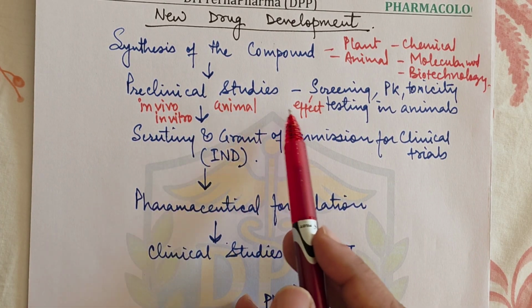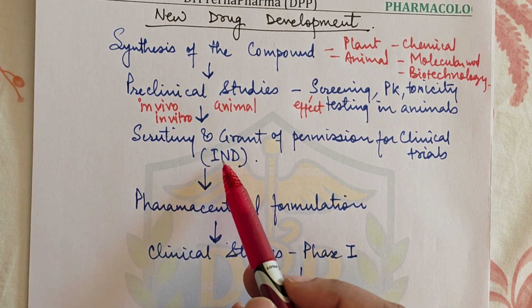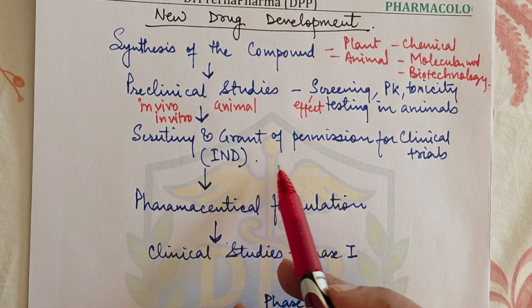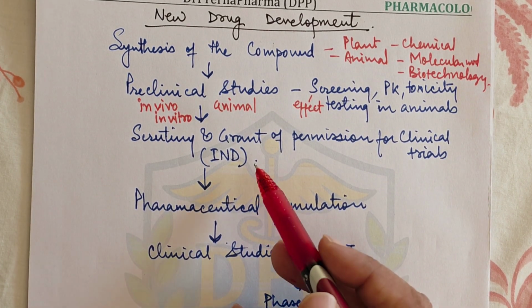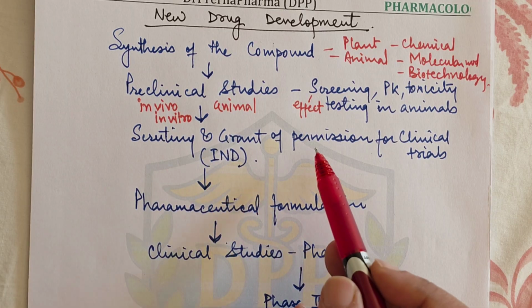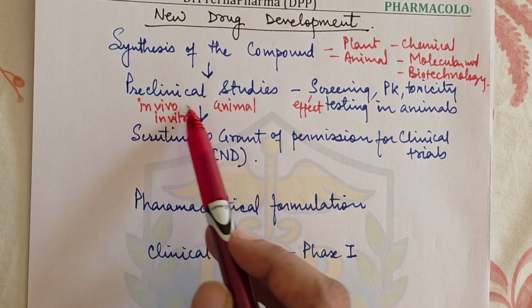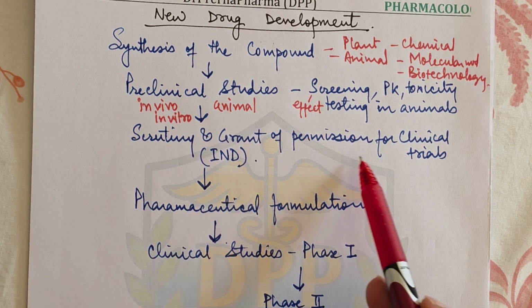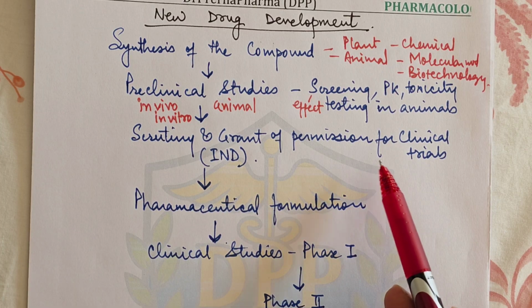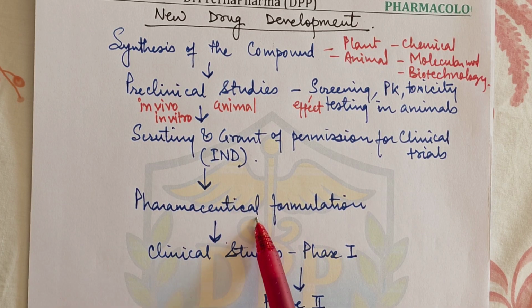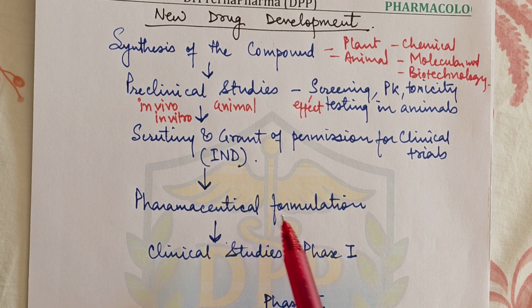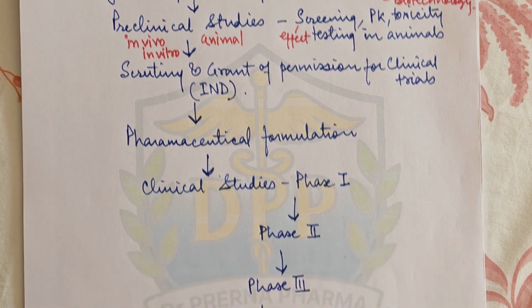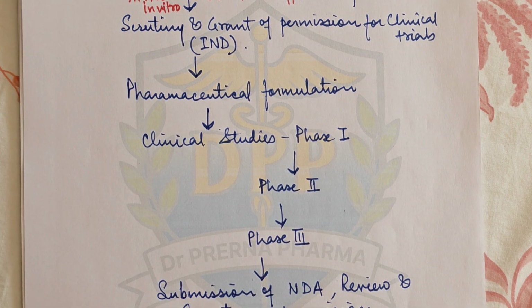Next, once the preclinical studies are done, then we give the drug for permission for clinical trials. So that is called an investigational new drug. So regulatory authorities are approached that yes, this compound has passed the preclinical studies, so kindly grant the permission for clinical trials. Now once the permission is granted, then the drug is formulated, a proper dosage form is formulated, and then the clinical trials are conducted in a very phased manner, in a very logical, ethical, scientific phased manner.